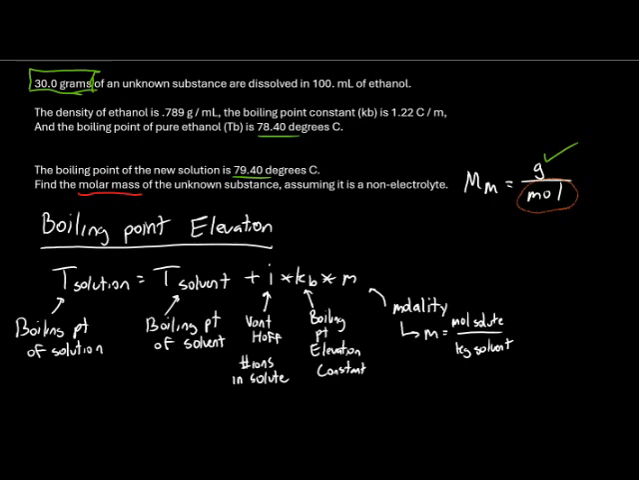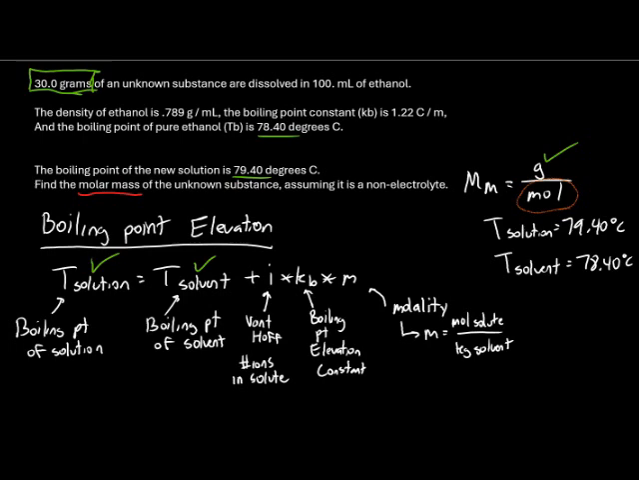Let's briefly take inventory and look at how many of these we know. The boiling point of the solution is given in the next to last line, 79.40. We'll write that down. We'll place a check mark next to it to show that we know it. We also know that the boiling point of pure ethanol is 78.40, and that's the T solvent. We'll check that off as well.